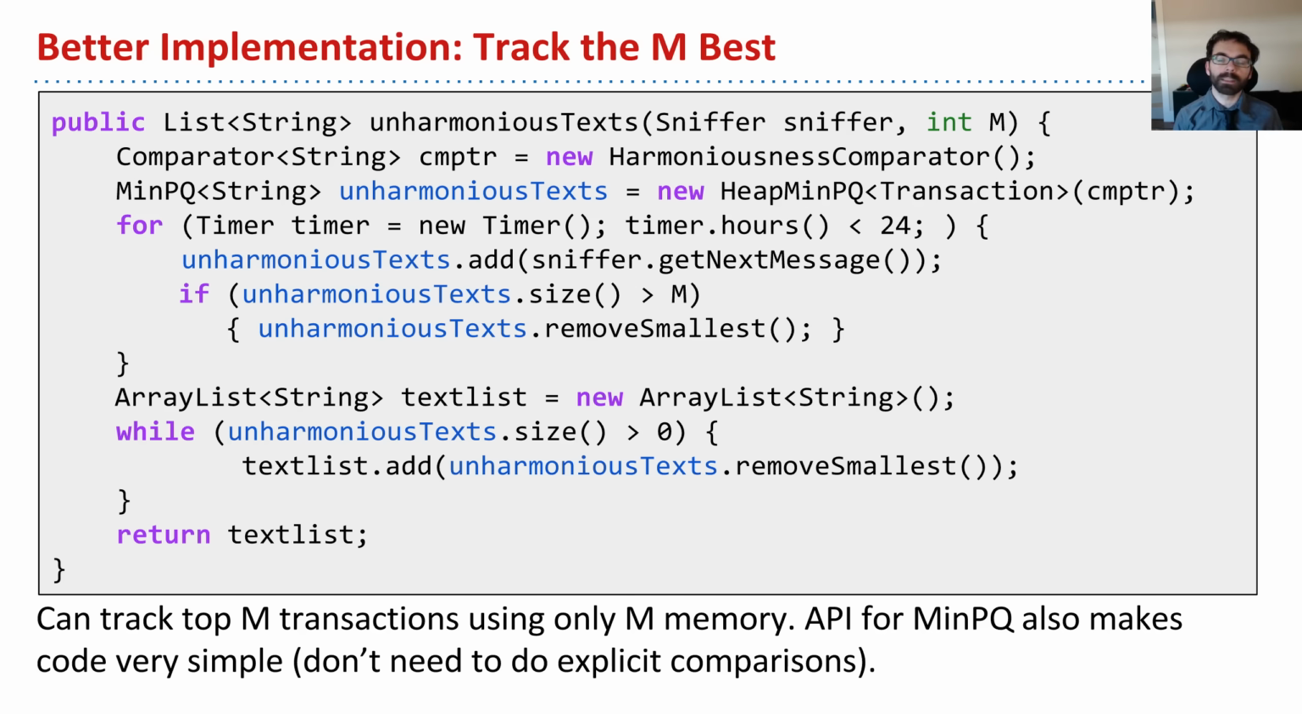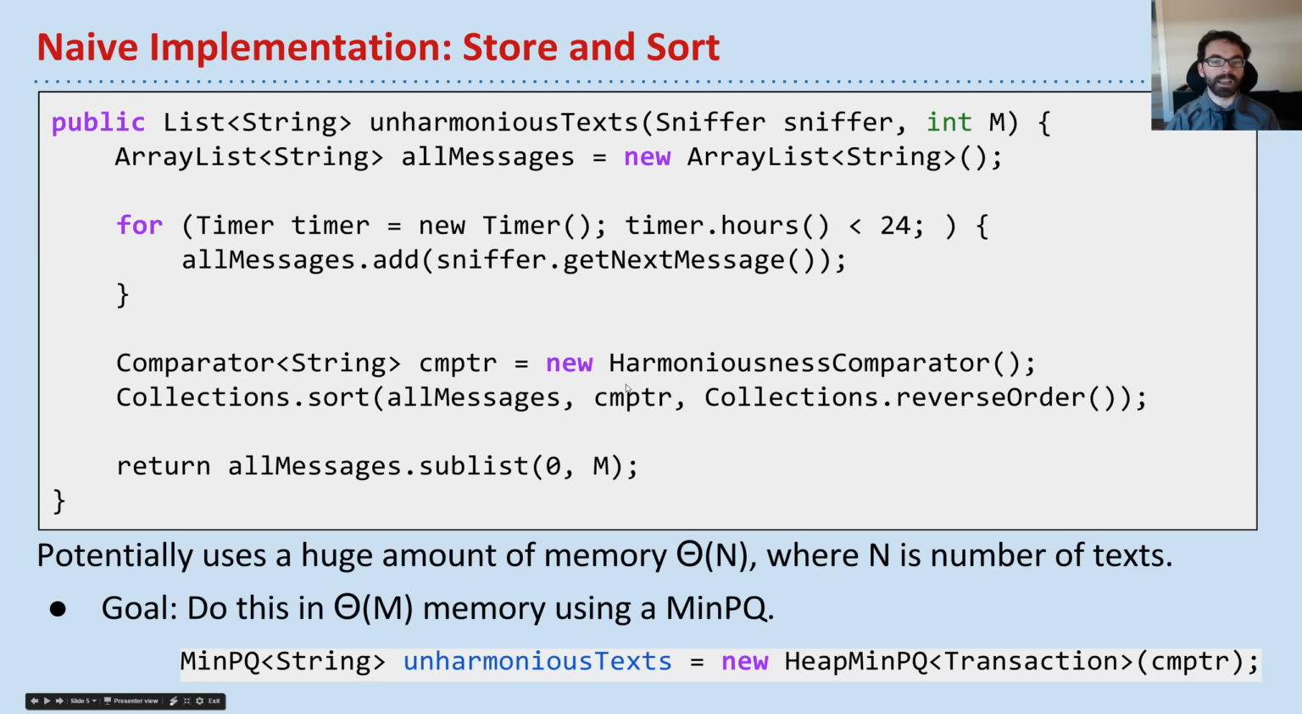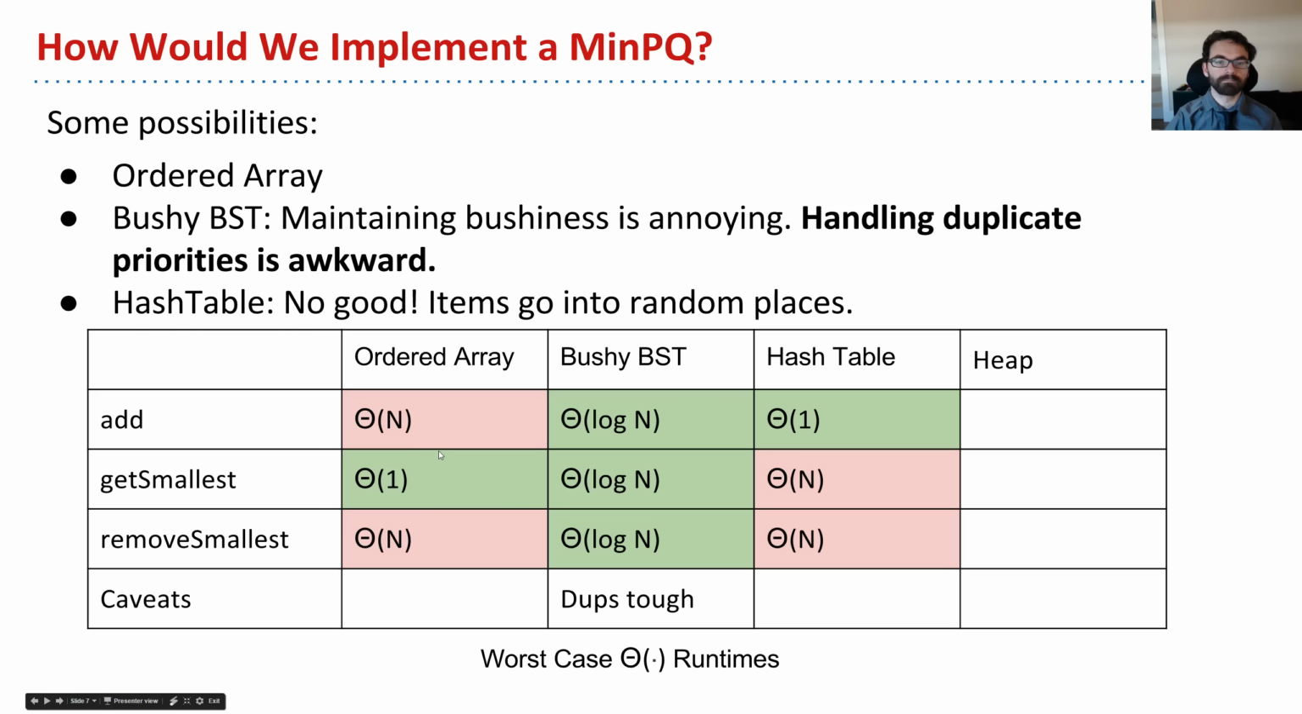And this is a very common little trick with priority queues. Maybe you'll even get asked that exact question in a job interview someday. Maybe. Bring a sock. The API for the minimum priority queue not only makes this efficient, but it also makes it very simple to code up, right? I mean, it's a little bit of work here, but you don't need to do any explicit comparisons. It's a little more complicated than the naive solution, but it's still pretty good.